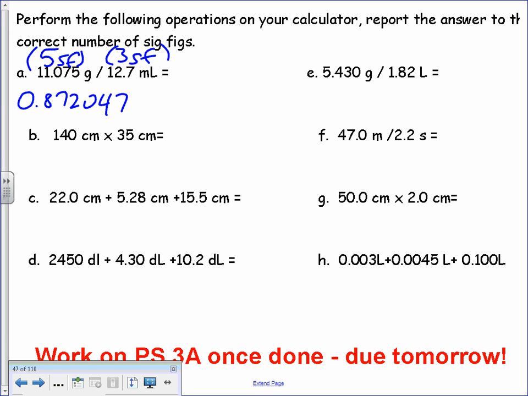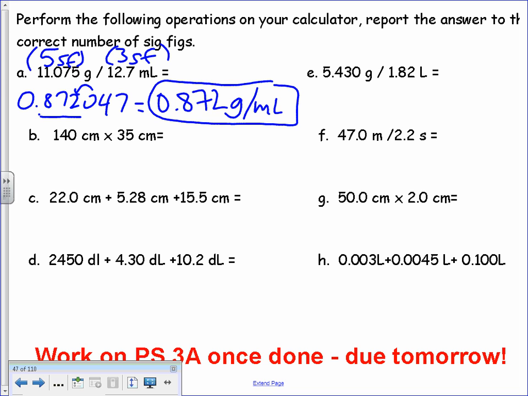So I need to look at the rounding rules, which are look at the first 3 digits. Does that 0 influence that 2? No. Answer is what? 0.872. Units? Grams per milliliter, which is the unit of density. Okay, so I like to see your first number sometimes, and then I like to see your true answer after you round those sig figs.